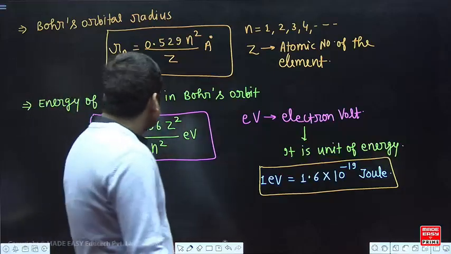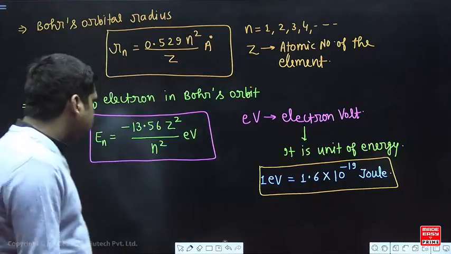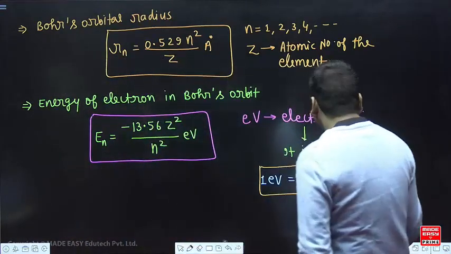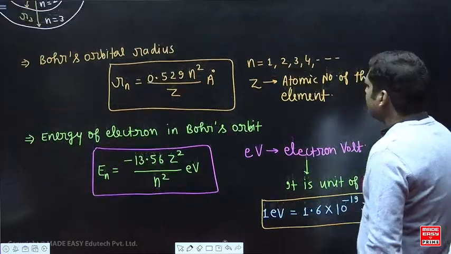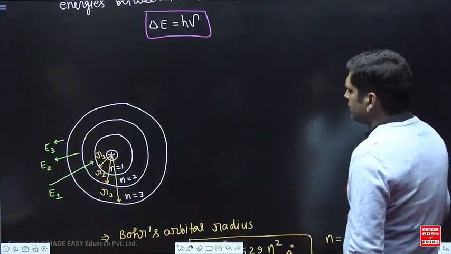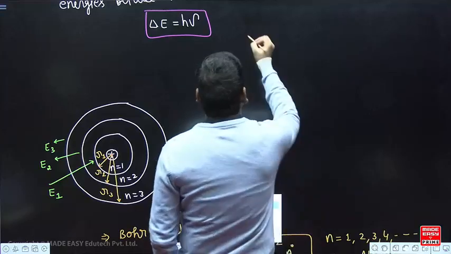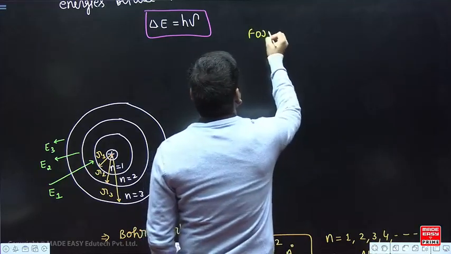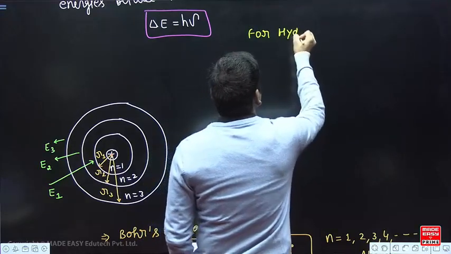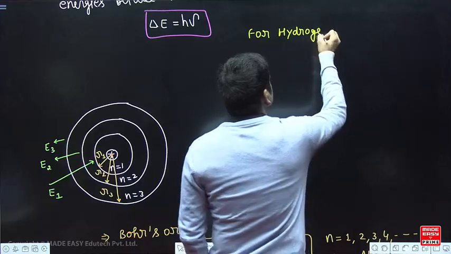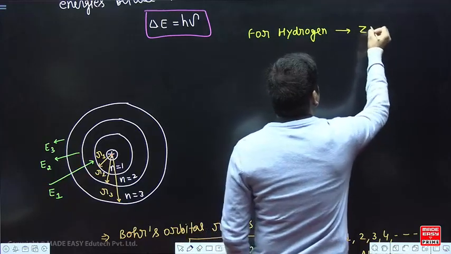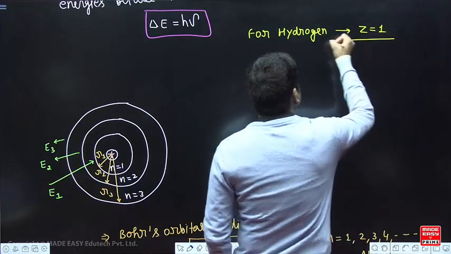Come back to the problem. So I said that let us plot this energy for hydrogen. For hydrogen we have Z is equal to 1. Let us suppose I want to plot energy for hydrogen. So for hydrogen Z is equal to 1. Atomic number is 1.